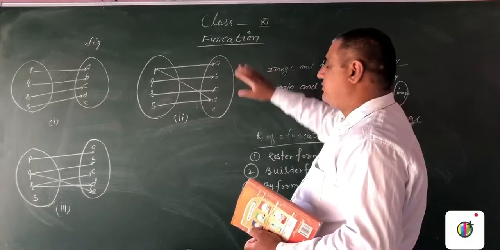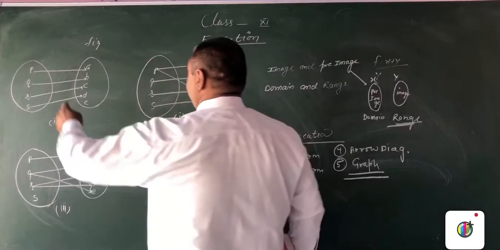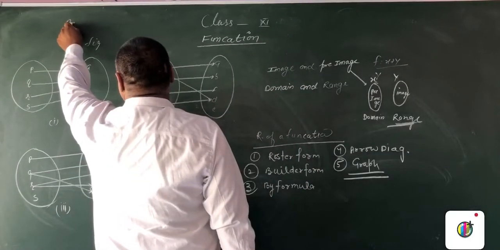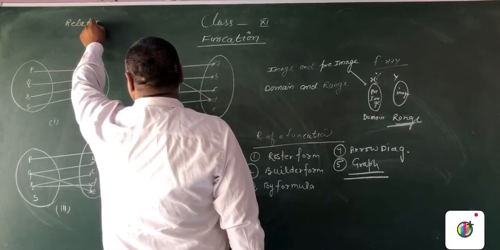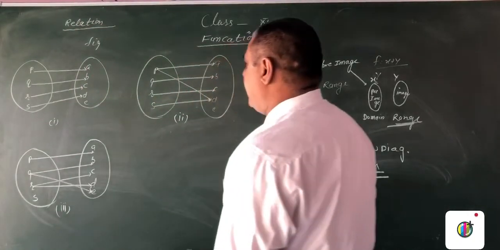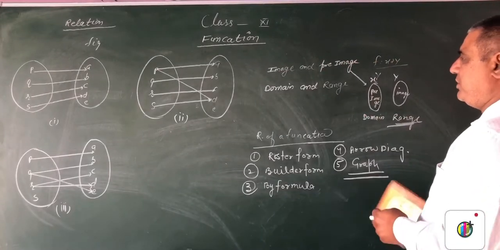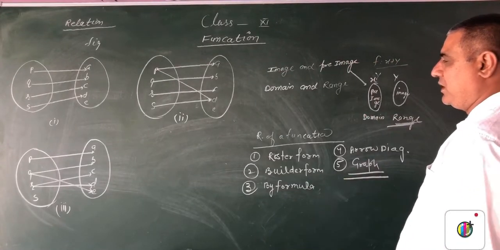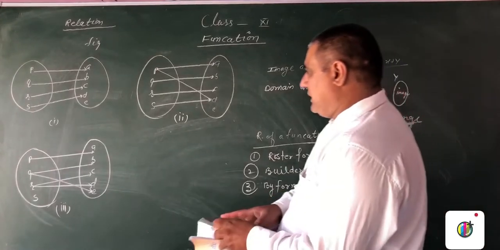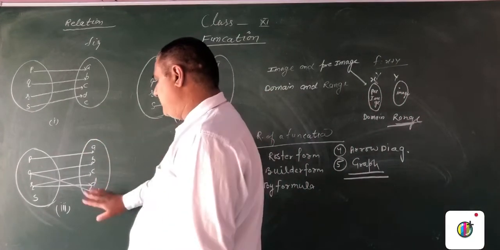Today's topic is function. We have already read the topic of relations. Relation is also a part of a function. Function का ही एक पार्ट था रिलेशंस, जो हम पहले पढ़ चुके हैं. आज हम फंक्शंस के ऊपर डिस्कस करेंगे. मैंने यहाँ आपको 3 डायग्राम दिखाए हैं. फर्स्ट डायग्राम, सेकंड डायग्राम, थर्ड डायग्राम.